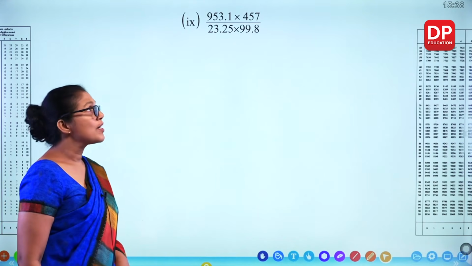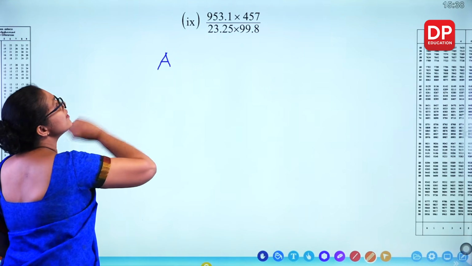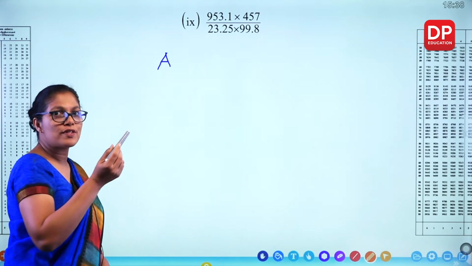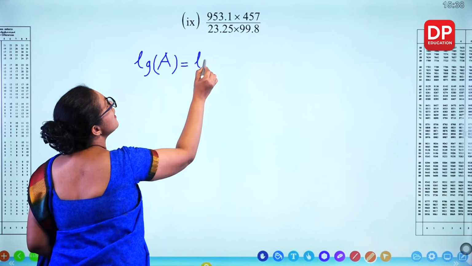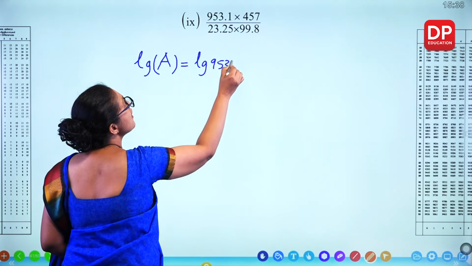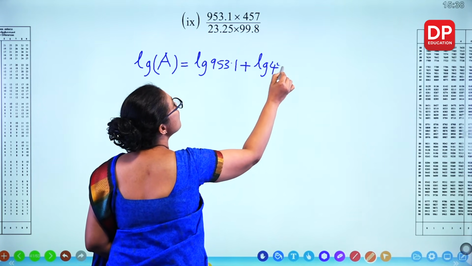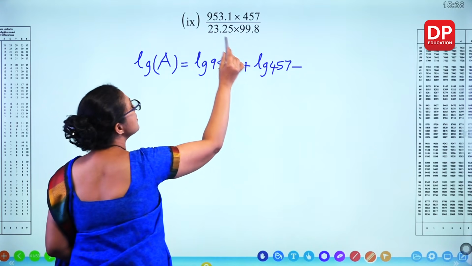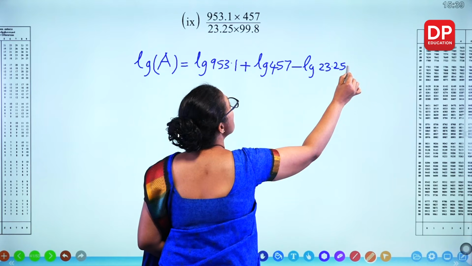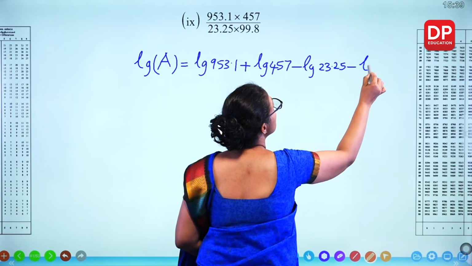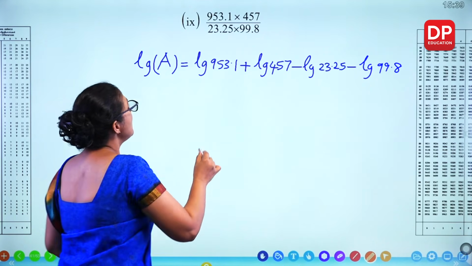Now we'll look at this question. First we'll look at A as the question and take log both sides. You get log A is equal to log 953.1 plus, because this is multiplication, 457, minus log 23.25, minus log 99.8.